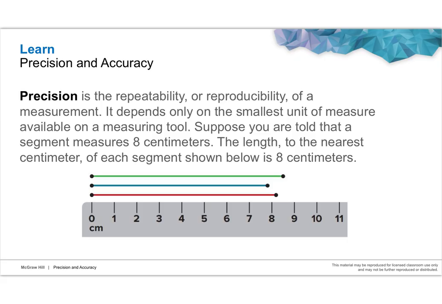So the vocabulary word precision is the repeatability or reproducibility of a measurement. It depends only on the smallest unit of measure available on a measuring tool. Suppose you're told that this segment measures 8 centimeters. The length to the nearest centimeter of each segment shown below is still 8 centimeters. It doesn't matter if we are before it in this blue line, after it in this green line, or pretty close to it, but still after it on that line that's red.